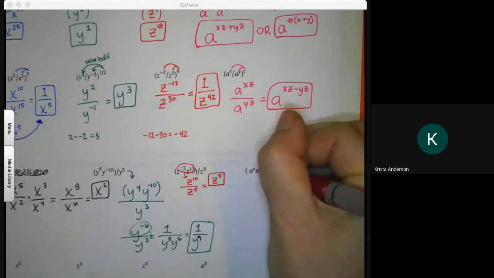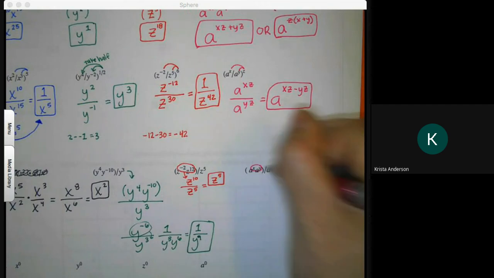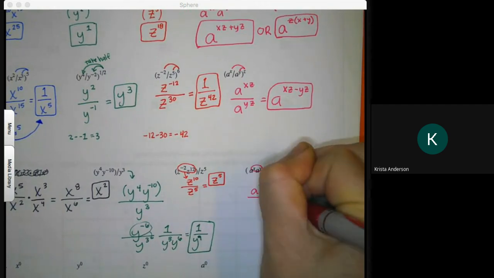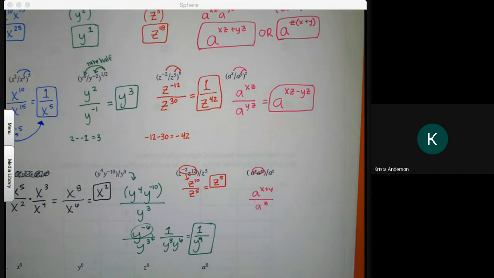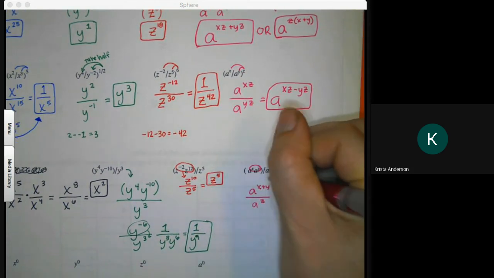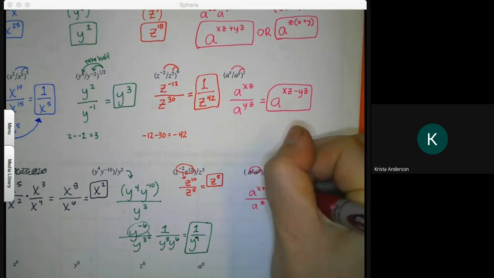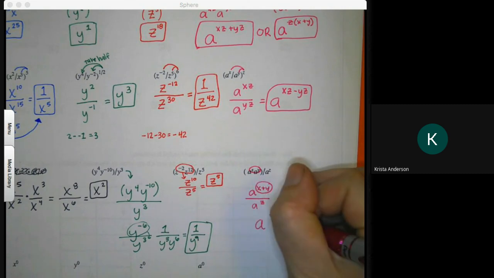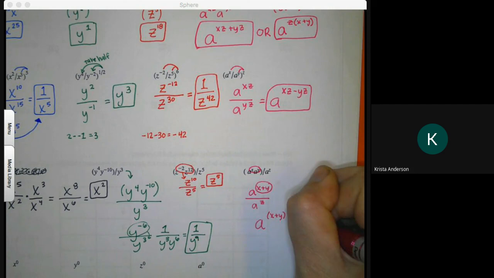So on these two, I'm going to add them up. Then I'm going to do x plus y has to minus the z, but I have to keep this as a whole, which would be written as x plus y minus z.